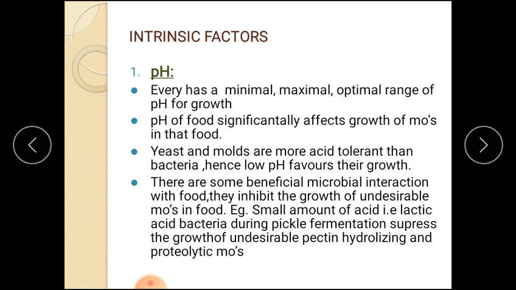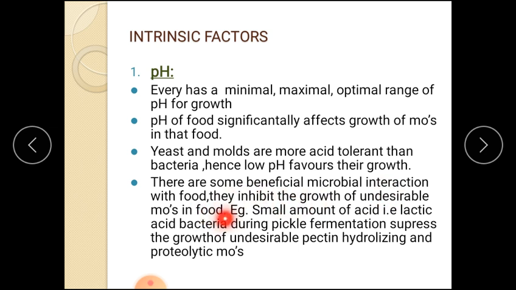So the first intrinsic factor is the pH. As we all know, the range of pH is minimal, maximum and optimal. These three ranges are suitable for different organisms to grow. So pH significantly affects the growth of microorganisms. For example, if there is low pH, then it will favor the growth of yeast and mold over that of the other bacteria.